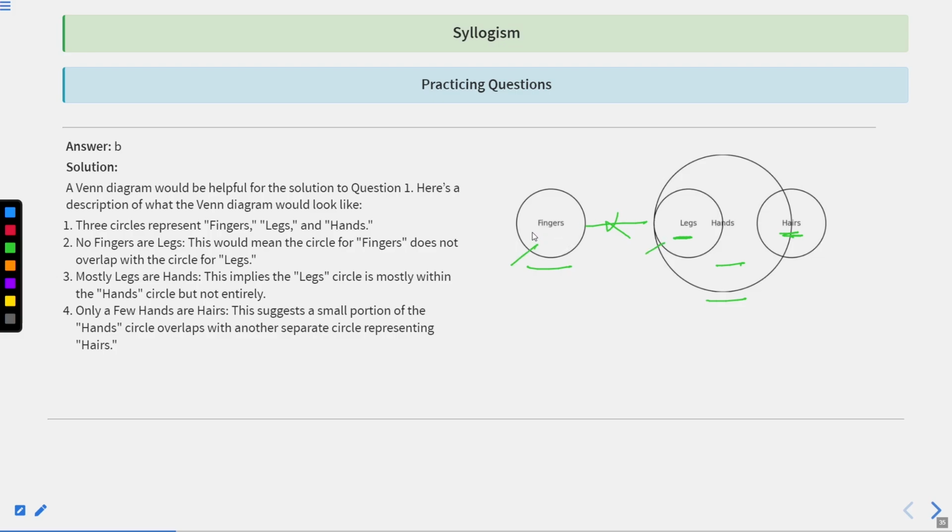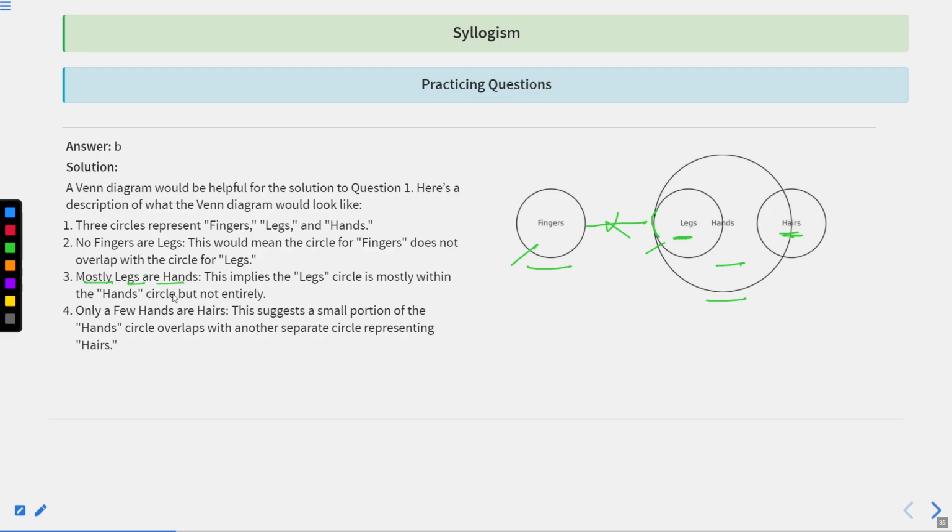The second point was that mostly legs are hands. Here again, I would like to correct it. Last video also we corrected it. So let's assume it like this, because there can be at least one leg which will not be a hand. Mostly legs are hands. In the second statement, what we figure out is that mostly legs are hands.